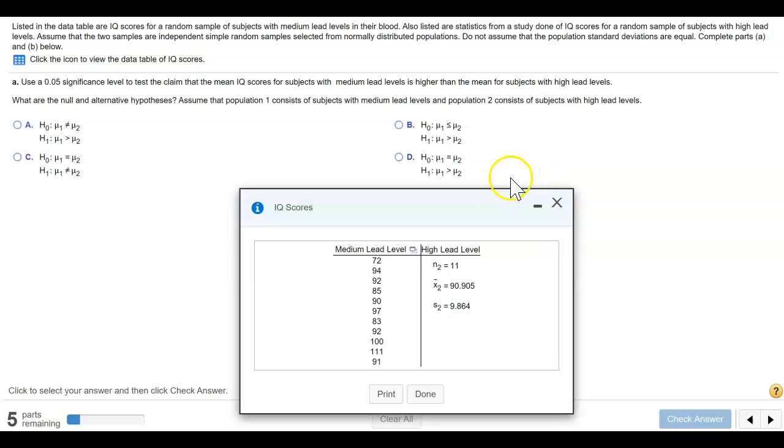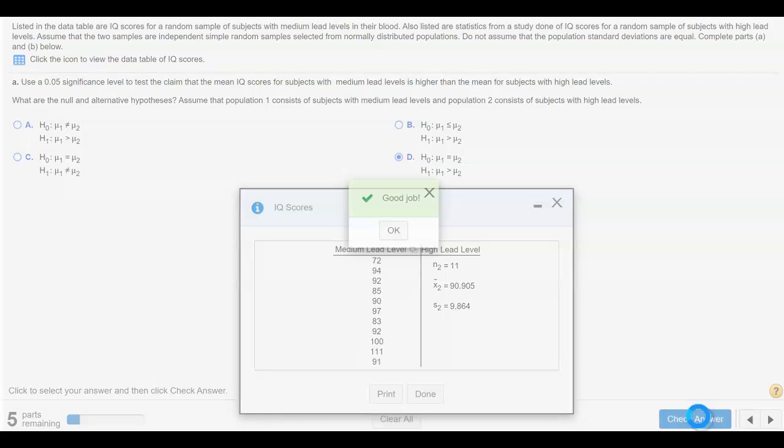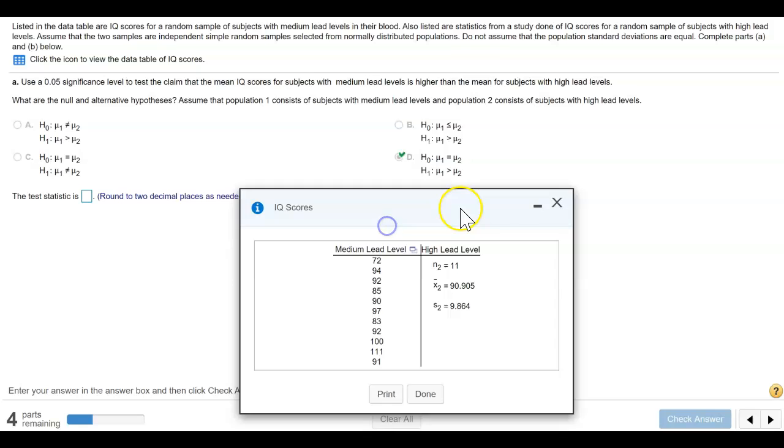Let's look at the choices that we have. Choice A and choice B we will not even consider because the null hypothesis does not have an equal sign, and we know that the null hypothesis will have an equal sign. So our choice will be D. Null hypothesis mu1 equals mu2, and the alternative hypothesis will be our claim, mu1 is greater than mu2. Let's check the answer. Good job.